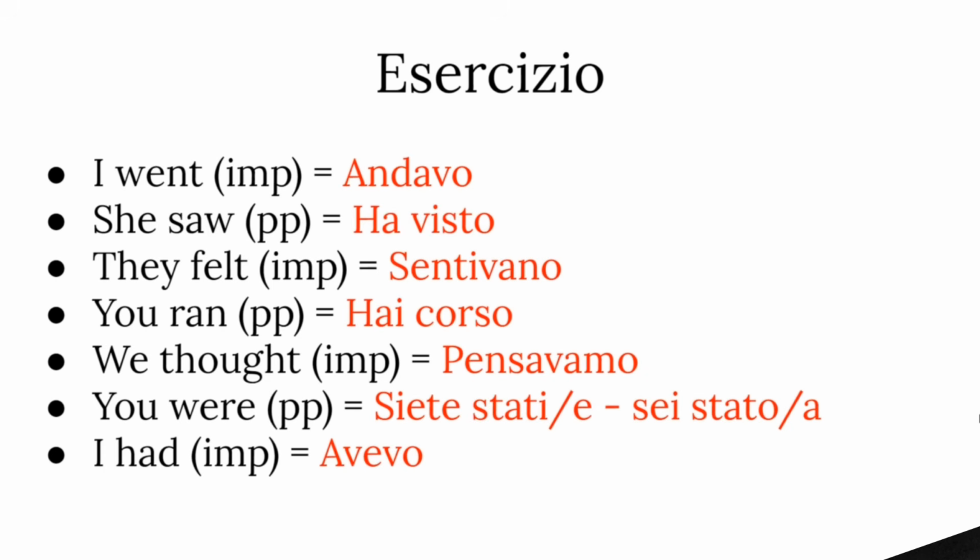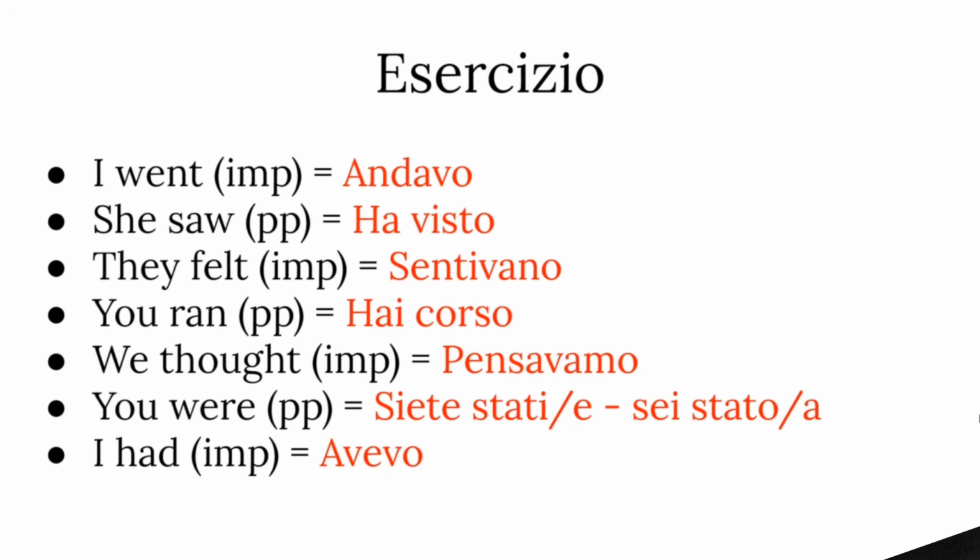And here are the solutions. So I went, imperfetto, andavo. She saw, passato prossimo, ha visto. They felt, imperfetto, sentivano. You ran, passato prossimo, hai corso. Or avete corso. Okay, because in English we don't know if we are talking about just one person or a group of persons. We thought, imperfetto, pensavamo.